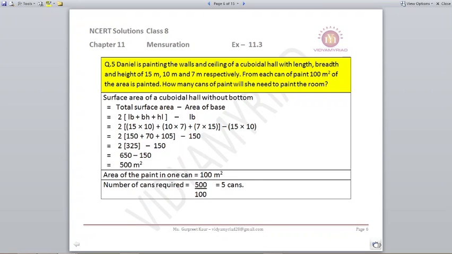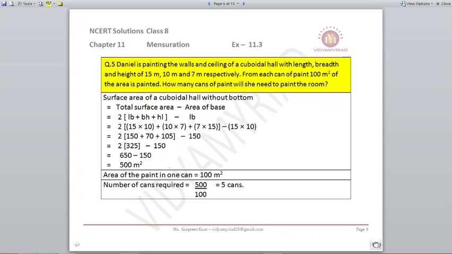Daniel is painting the walls and ceiling of a cuboidal hall with length, breadth and height of 15, 10 and 7 meters respectively. So that means length is given, breadth is given, height is given. From each can of paint, 100 meters square of the area is painted. How many cans of paint will she need to paint the room?